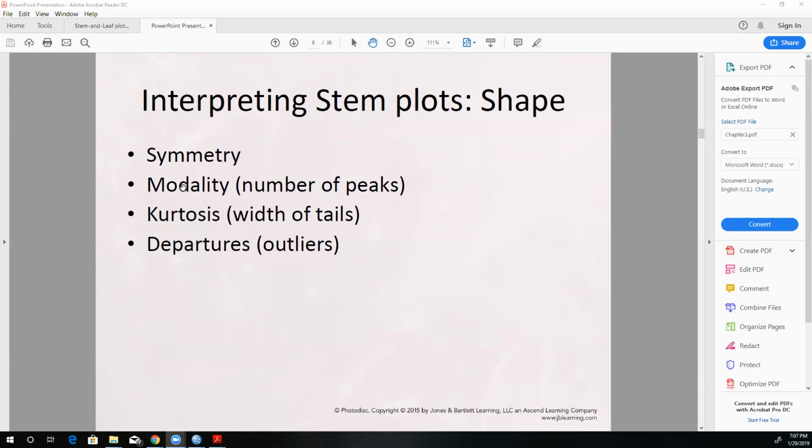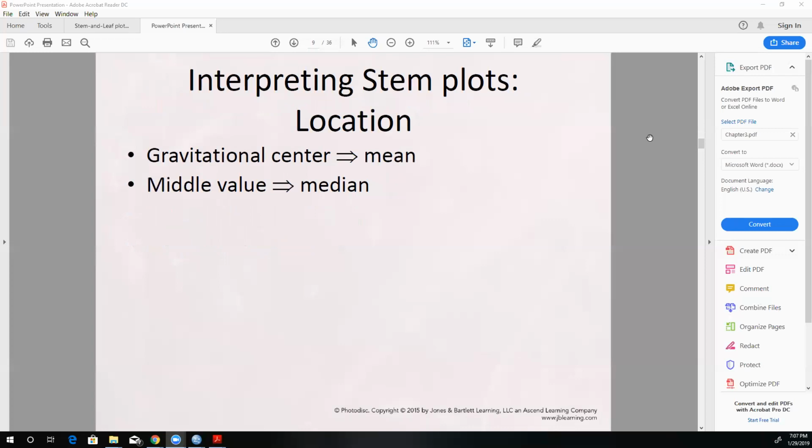It also lets you know how, I think of it as chunky, kurtosis. How chubby or chunky is your distribution? Is most of it kind of in the middle and nothing really at the end, or are the tails kind of spread out? And then it also tells you about any kinds of departures, anything that's out of the norm, and we call those outliers. By the way, outliers affect kurtosis, but we'll talk a little bit about that when we get there.